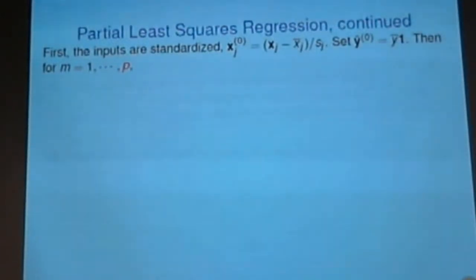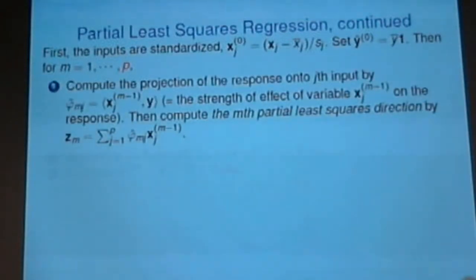So first, the inputs are standardized. All the variables are standardized, the input variables, not the response. Input variables are standardized, and we set the initial value x_j^(0). So the initial value for the input variable will be the standardized values of these variables, and for the response, just the mean value. So set the response at a constant, which is the average of the responses.